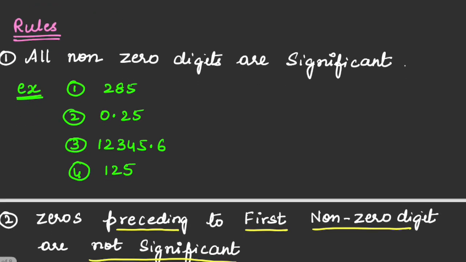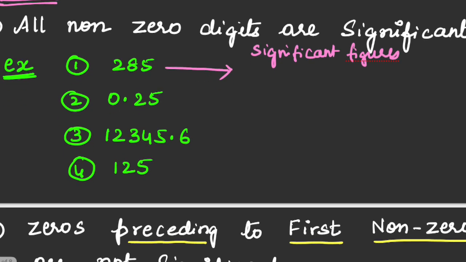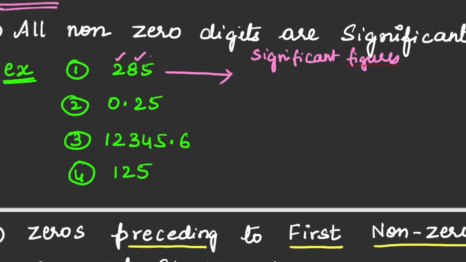So what is the first rule? The first rule is all non-zero digits are significant. Non-zero digits are significant. Let us solve these questions. Here, how many significant figures are there? In the first one, all are non-zero numbers. Therefore count 1, 2, 3. So there are 3 significant figures.